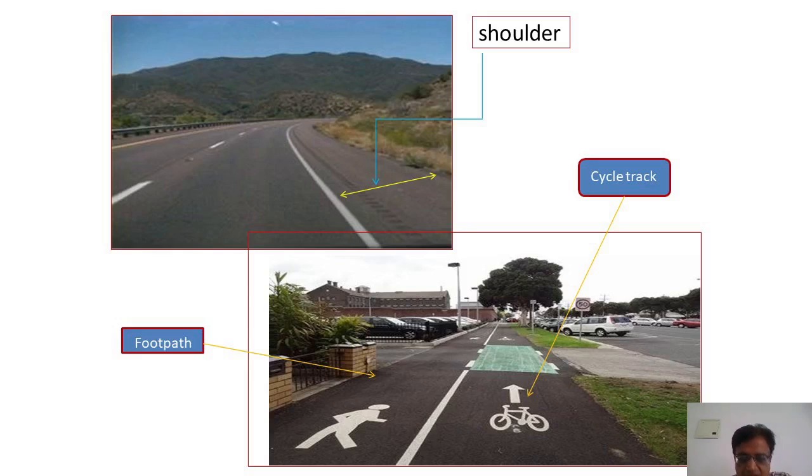The same thing, if we are in an urban area, we call that shoulder a footpath. So this is a cycle track exclusively for the movement of cycles, and this is the footpath you can see. Here also it is a paved footpath.